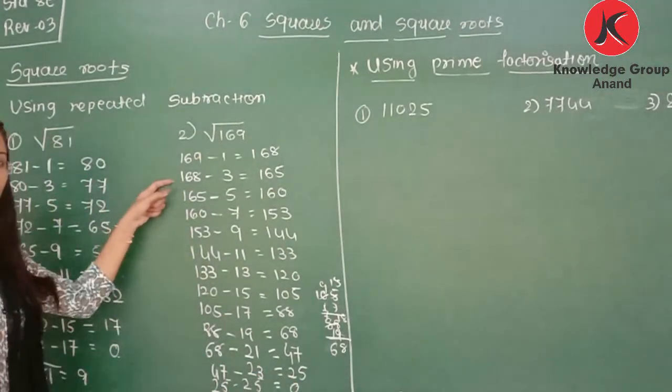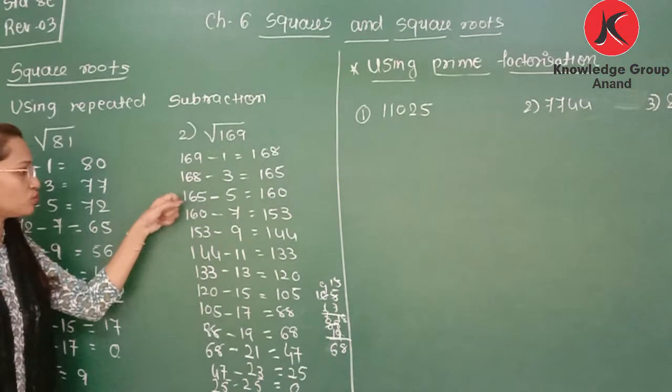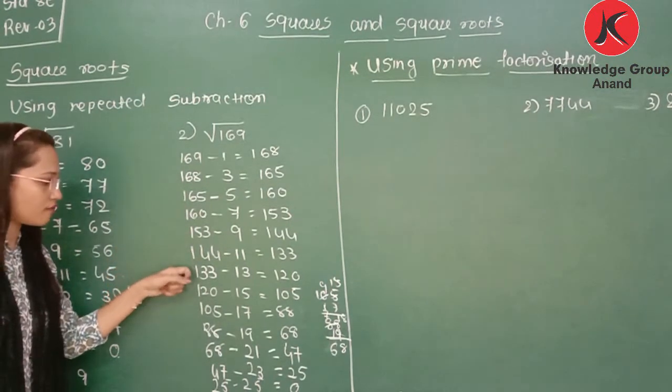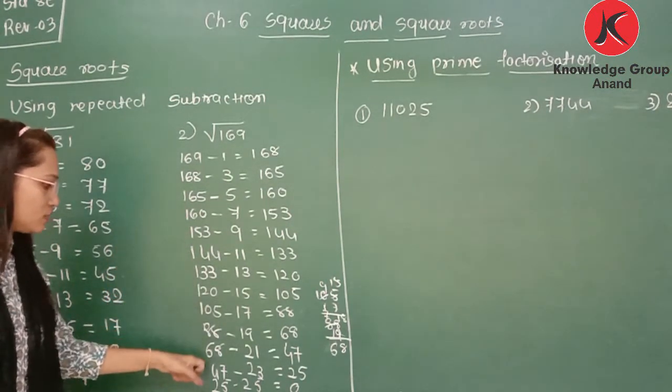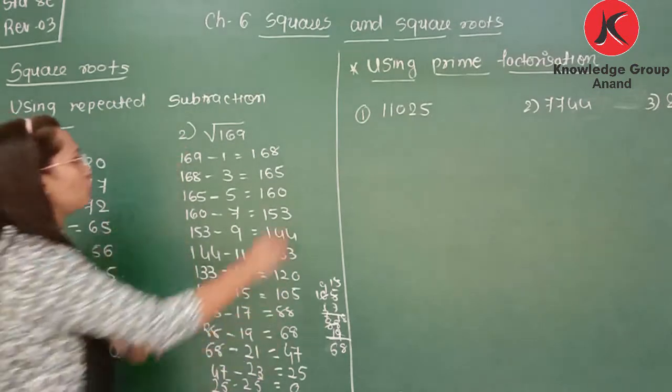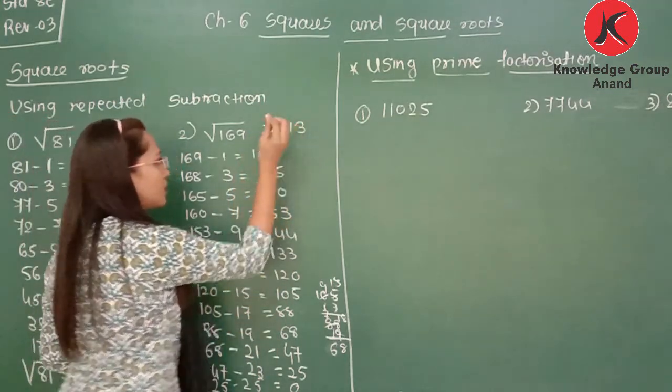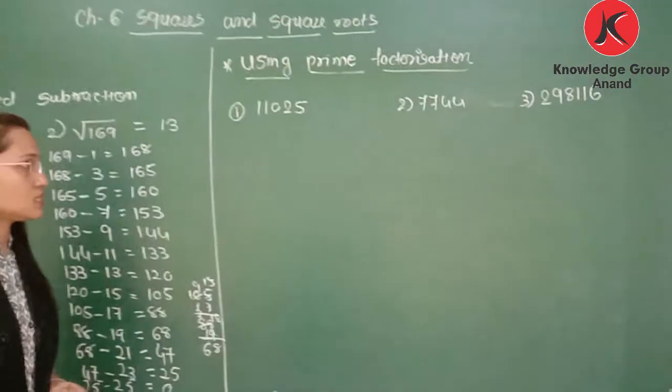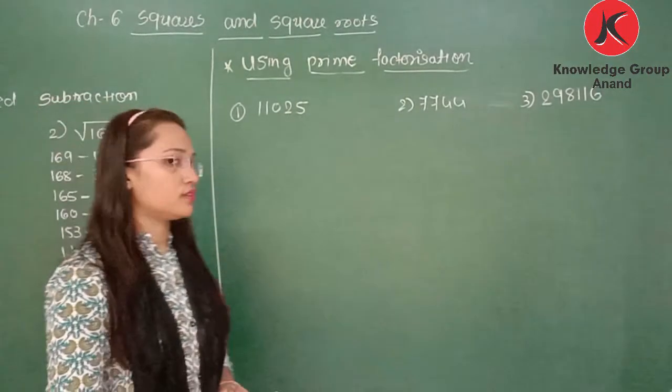So how many odd numbers did we subtract? 1, 2, 3, 4, 5, 6, 7, 8, 9, 10, 11, 12 and 13. Means the square root of 169 will be 13. Clear? Next method is prime factorization.